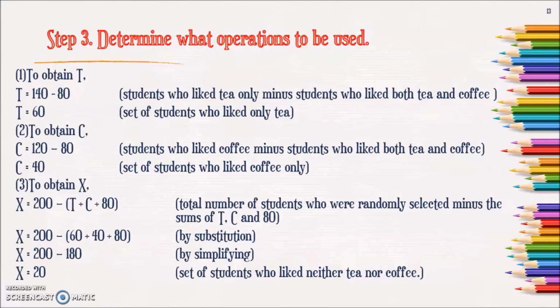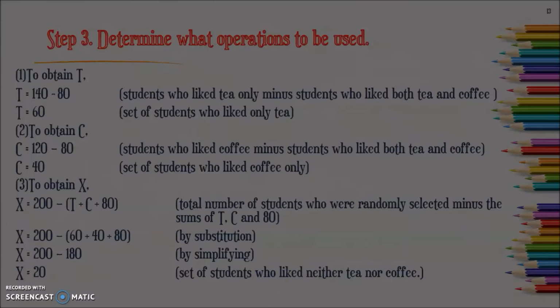X is equal to 200 minus the sum of T, C, and 80, which is equivalent to 180. By simplifying, we now have X is equal to 20. 20 is the set of students who like neither tea nor coffee.